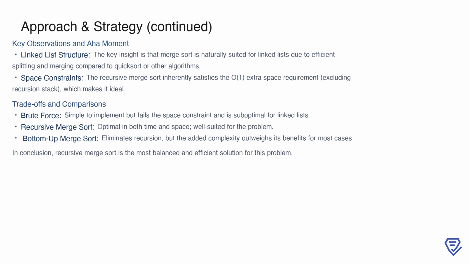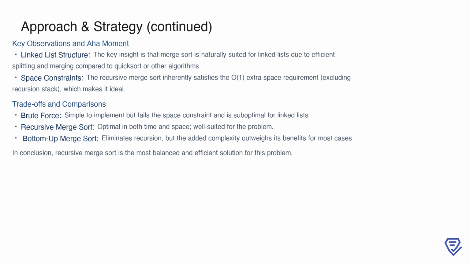The key insight for solving this problem is understanding how naturally suited merge sort is for linked lists. Unlike quicksort or other algorithms, merge sort efficiently handles linked lists due to the ease of splitting and merging. Additionally, the recursive merge sort satisfies the O(1) extra space constraint, apart from the recursion stack, making it an ideal choice for this problem.